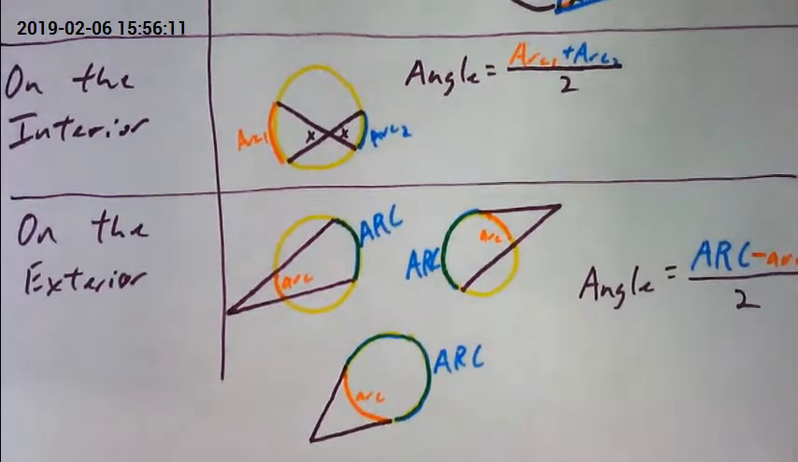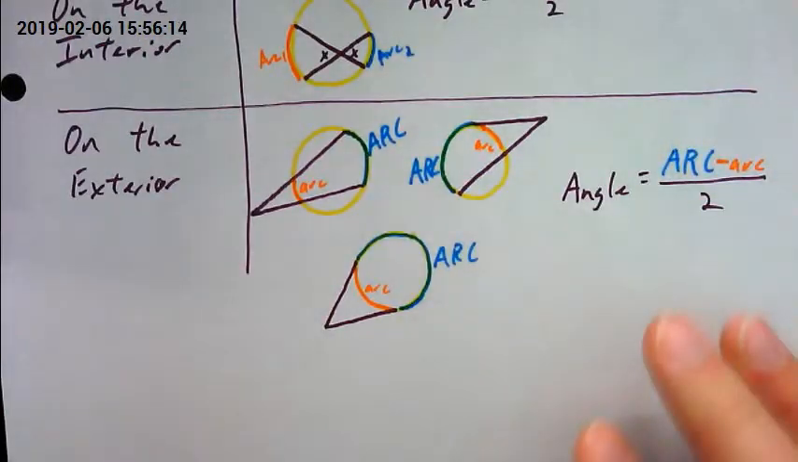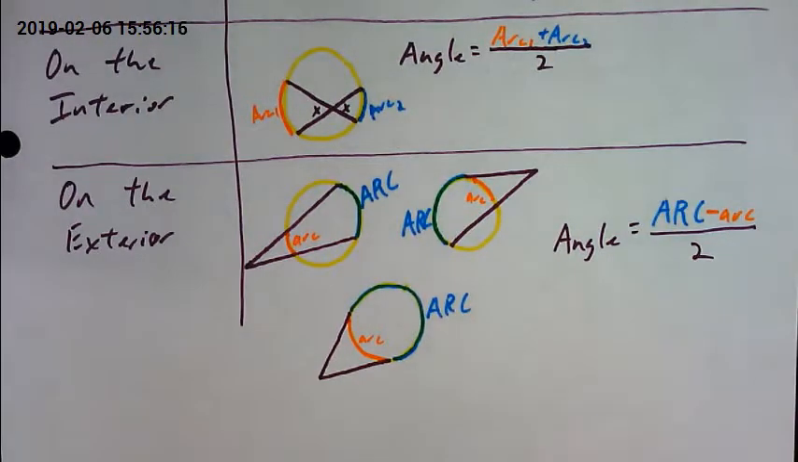So in every single one of these cases, let me zoom out just a little bit, there's something being divided by 2. The measure of the arcs are being divided by 2. If it's just one angle and it's on the circle, we just divide by 2.